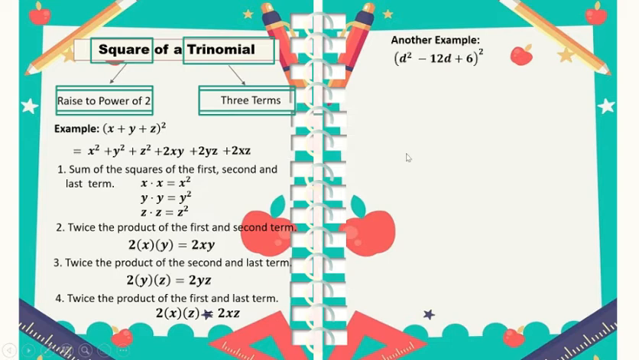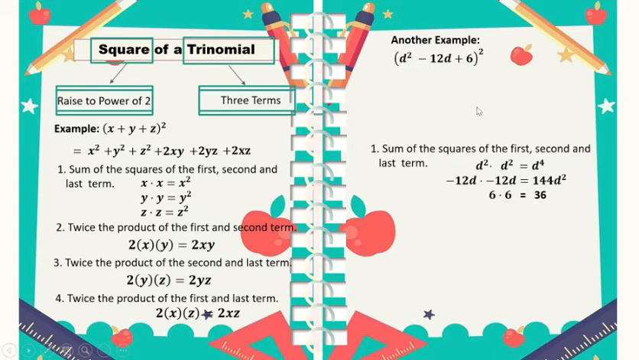Next, we have another example. We have d squared minus 12d plus 6 squared. First, sum of the square of the first, second, and last term. Our first term is d squared. Second term is negative 12d. Last term is positive 6.